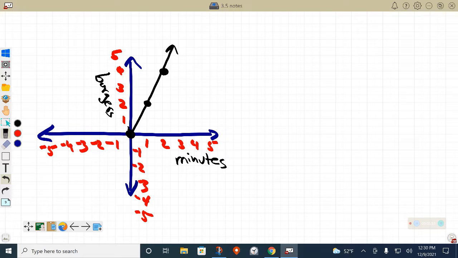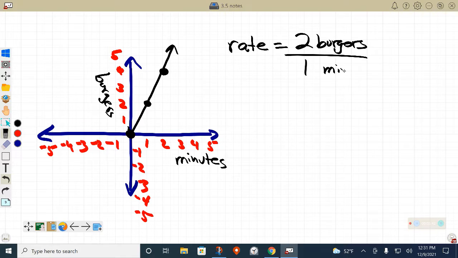In-N-Out. Okay, so we're at In-N-Out. In-N-Out's burger rate. What's the speed at which this In-N-Out joint is making burgers? For 2 burgers, it takes a minute. Right, so the rate, watch this now. The rate is 2 burgers per 1 minute. You can see that. That's the rate.